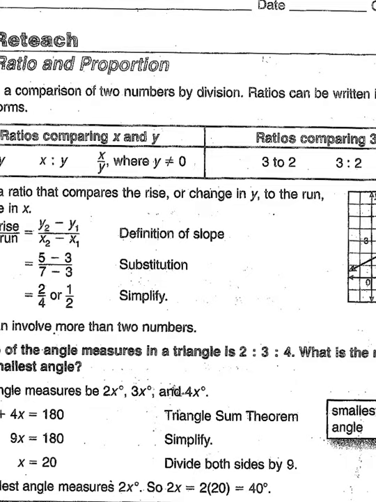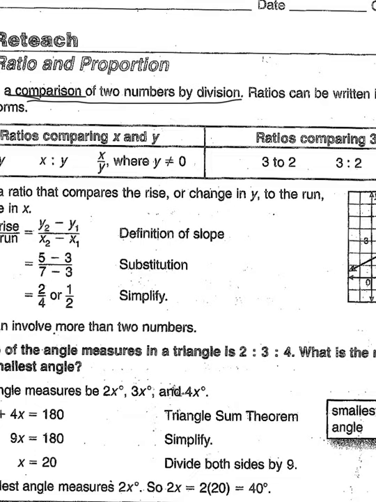So it's a comparison of two numbers by division. So we're comparing two things, and that's why we use ratios for probability, because we compare the number of outcomes and we compare, what is the probability of choosing something. That number goes on top, the number of outcomes goes on the bottom, so it's a ratio, okay?